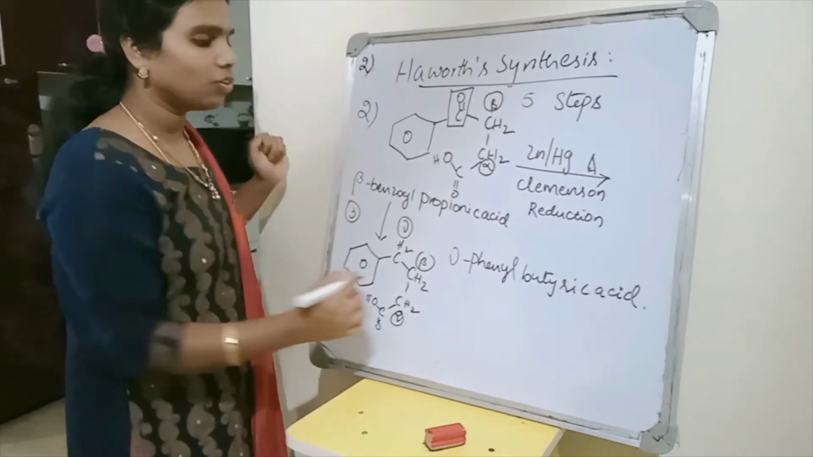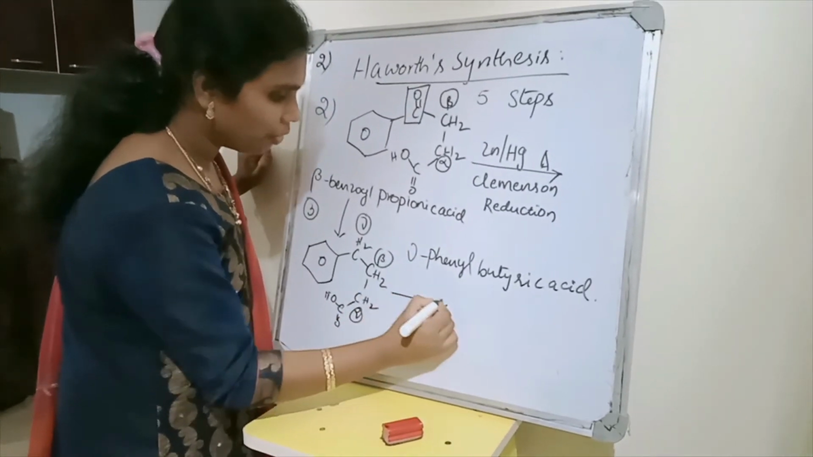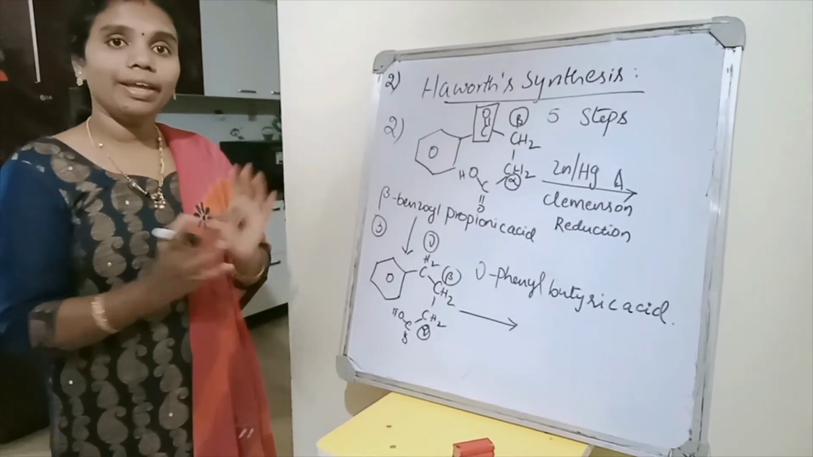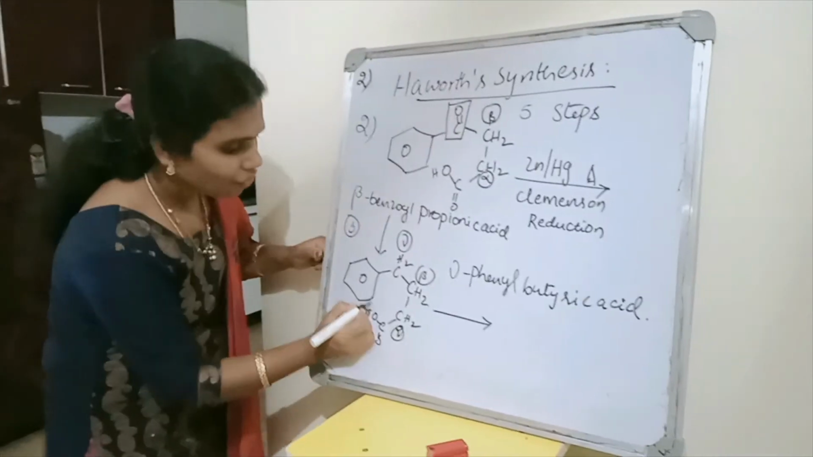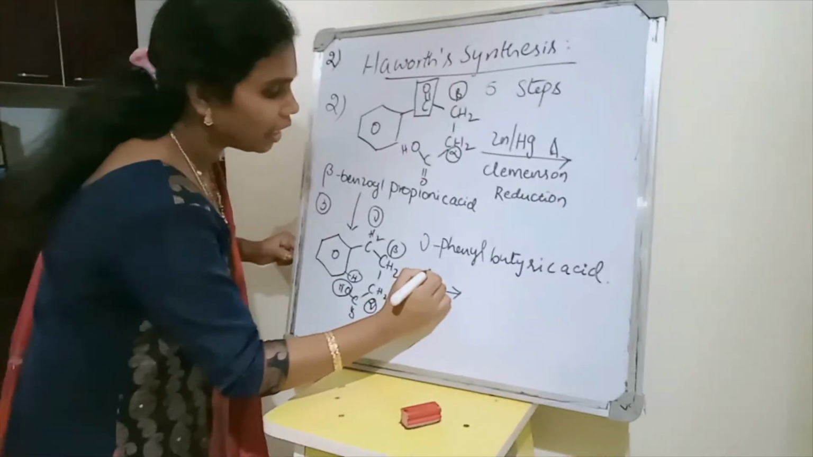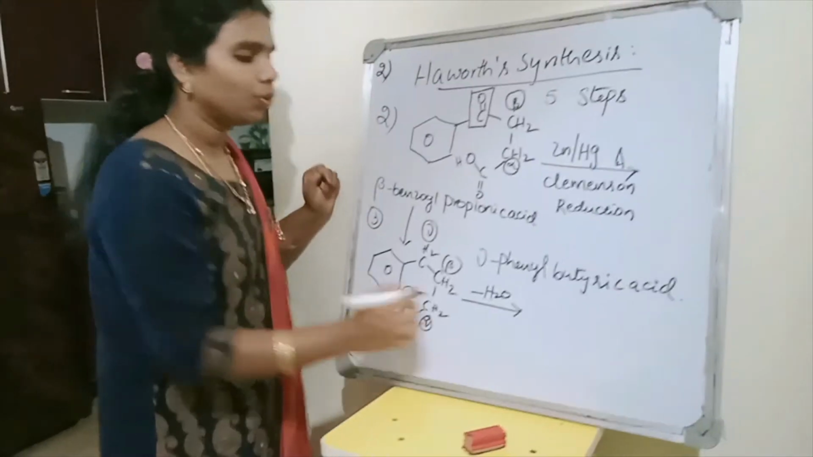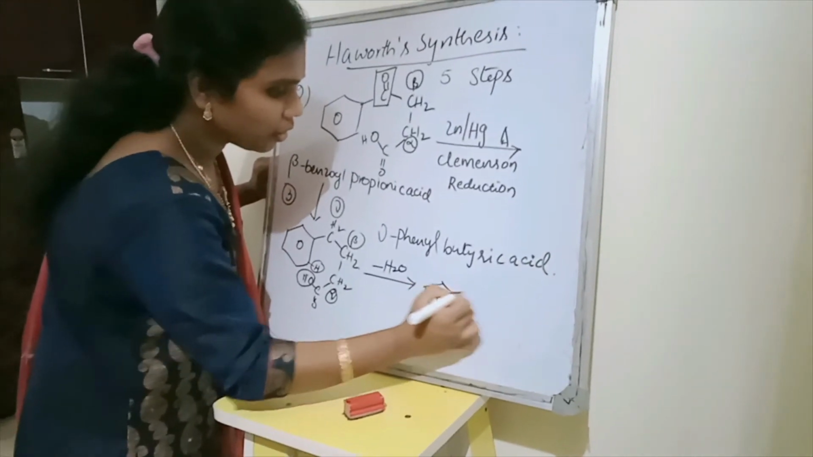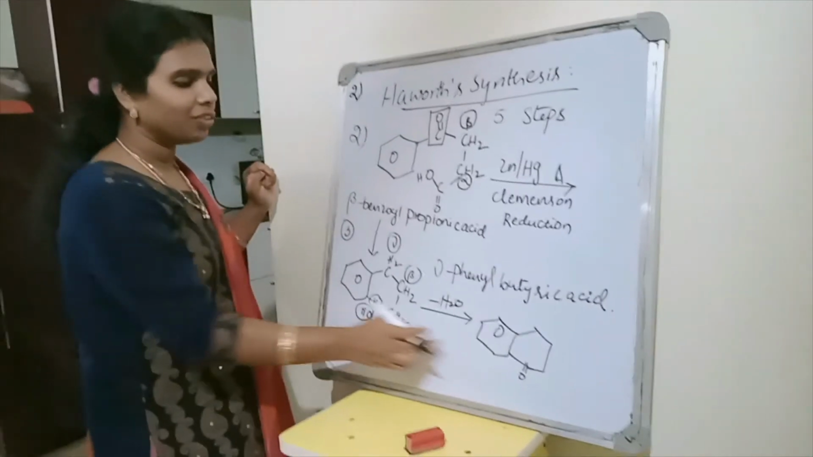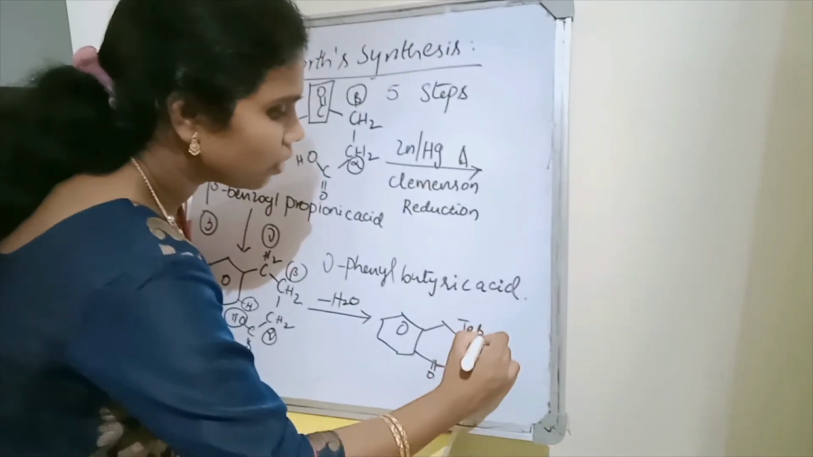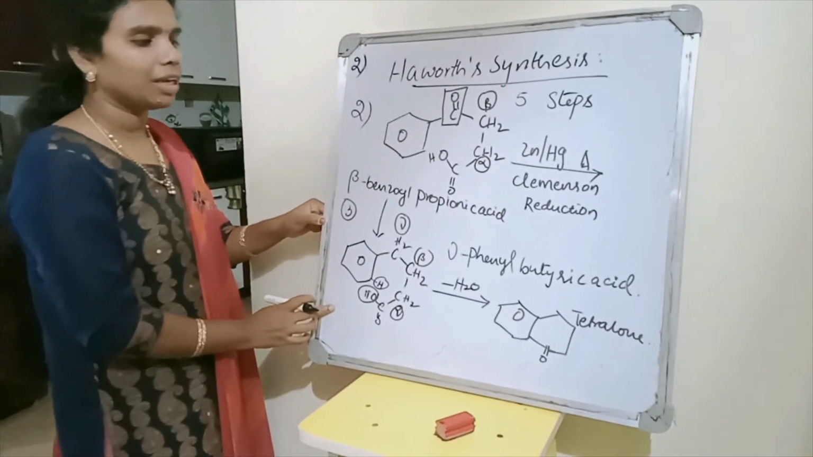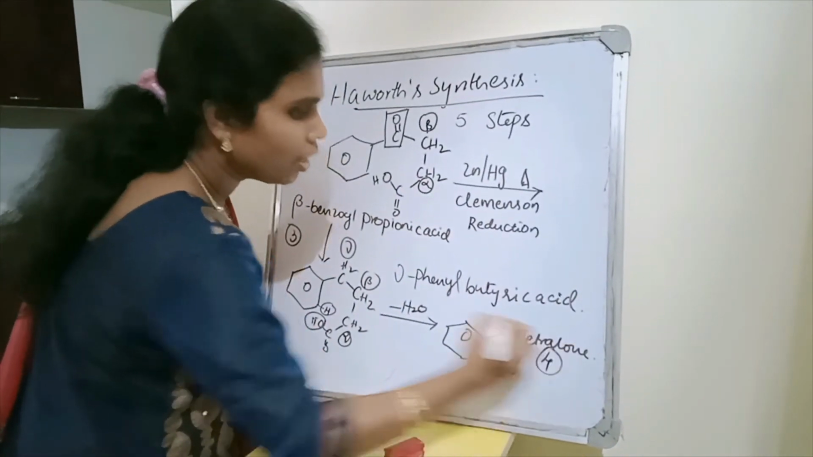The fourth step is that this gamma phenyl butyric acid undergoes a ring closure. It will undergo a cyclization or ring closure reaction where the hydrogen from the benzene ring and the OH group react with each other and are eliminated in the form of a water molecule to give tetralone. We can also write this compound this way. The name of this structure is tetralone. So in the third step we got gamma phenylbutyric acid, and in the fourth step we have got tetralone.